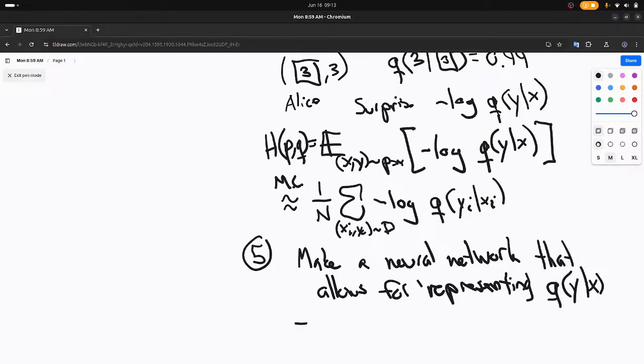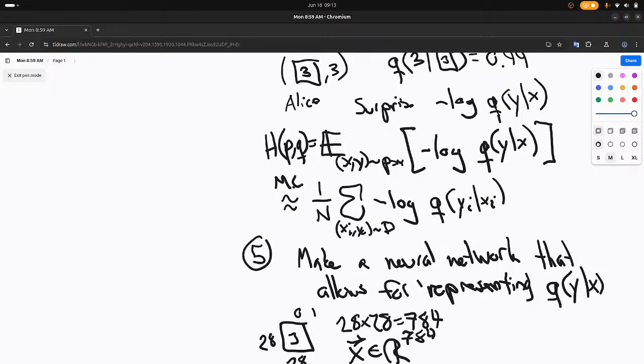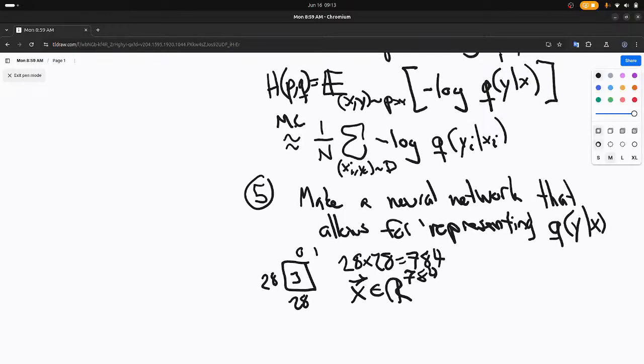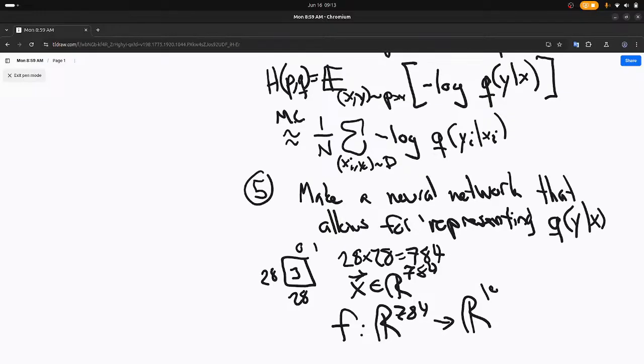And the way that I can do this is I can take the image 3, I can view it as a 28 by 28 matrix of zeros and ones. I can turn it into a 28 by 28 matrix of values, so it's kind of an X in R784. And now I can make some function that maps from R784 to R10, where I ensure that they are positive and sum to 1.